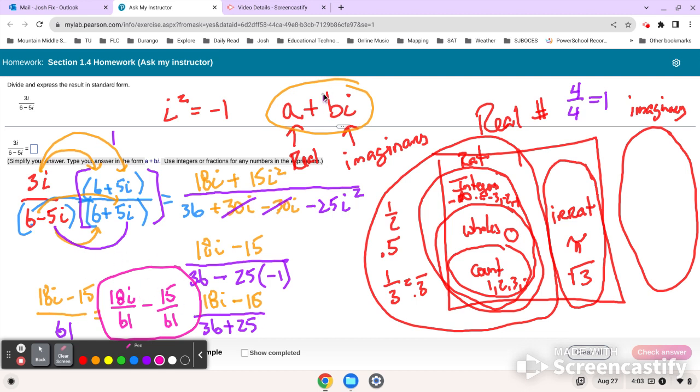I know you're like, well, that's not the same thing here. But remember, a is a real number. So a can be written as a fraction. b is a real number. So b can be written as a fraction. And so i is the part that makes it imaginary. So my answer that I'm going to submit is going to be this guy in purple right here.